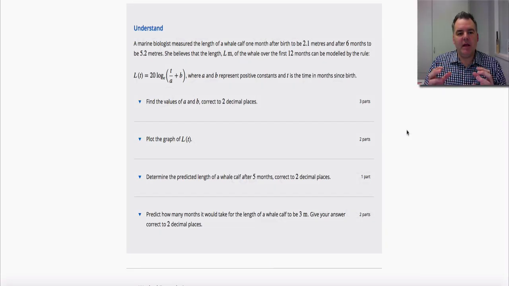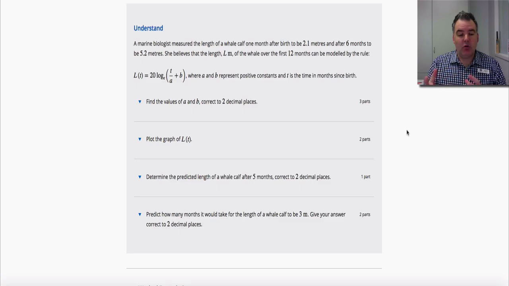So in this example, we've got an equation that we're given. It's about a marine biologist measuring the length of a whale calf 1 month after birth and 6 months after birth. So they've done 2 separate measurements. And we've got a formula here for what she believes is the correct model for the first 12 months of the length of a whale.